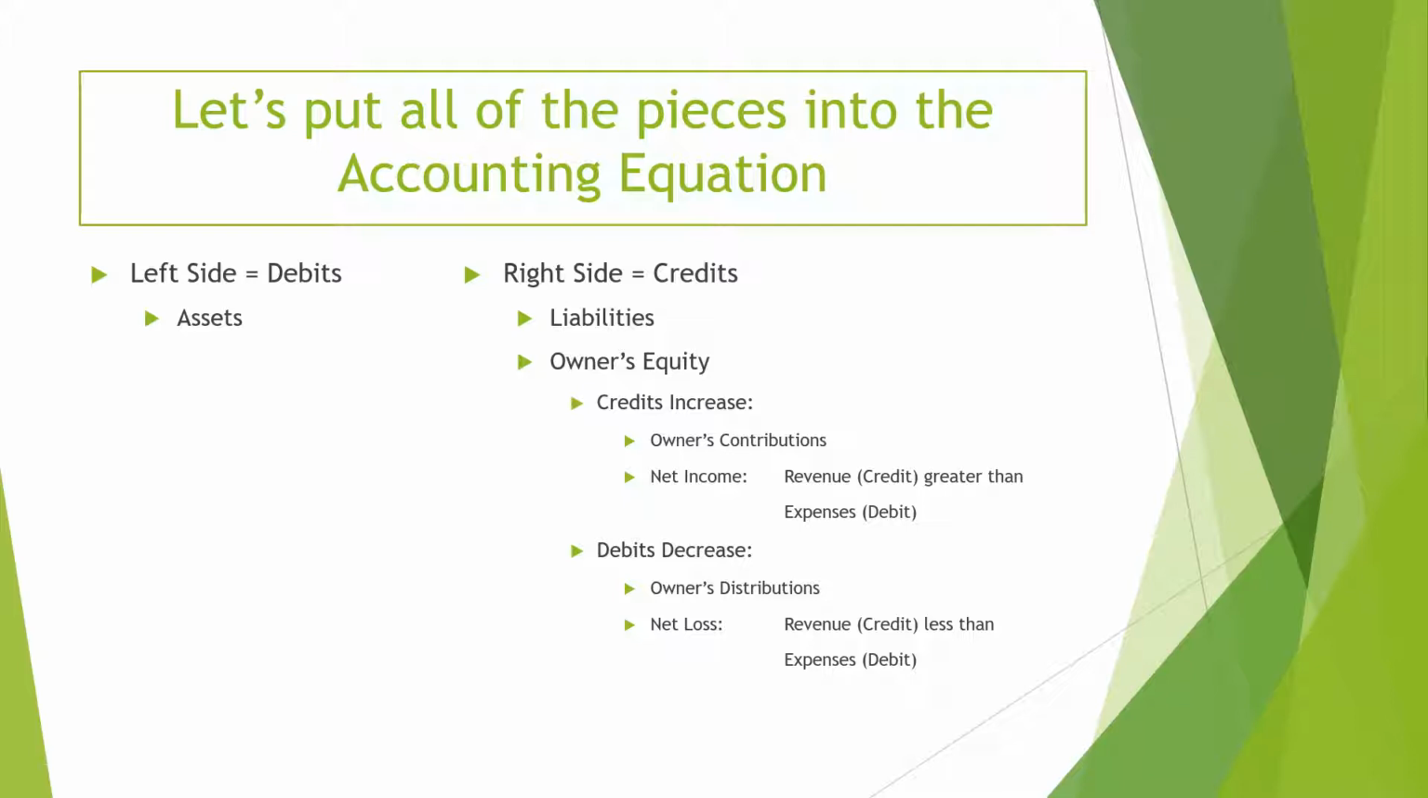Credits increase owner's equity. Those would be owner's contributions, whether they are the initial contribution to start our company or additional contributions in subsequent years. Net income increases owner's equity because our revenue, which are credits, are greater than our expenses, which are debits. Debits decrease owner's equity. That would occur when we give or distribute any money to our owners, and if we have a net loss where revenues, which are credits, are less than expenses, which are our debits.